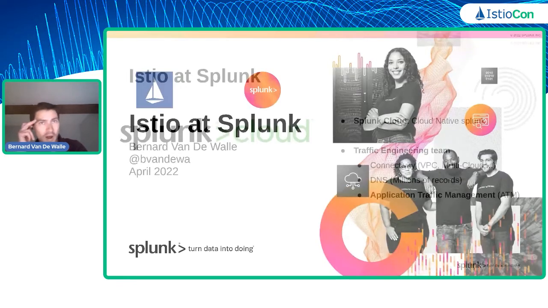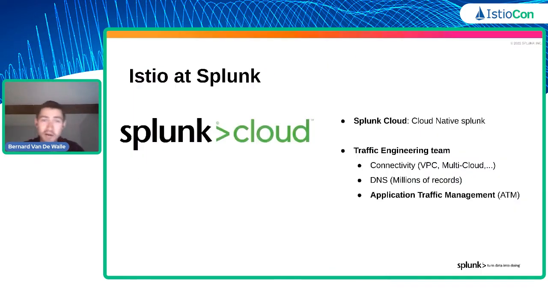So first of all, why do we even need Istio? Well, over the last years, Splunk did a migration to the cloud to be more cloud native. That's essentially refactoring, known as Splunk Cloud. And as part of this, we mainly leverage Kubernetes, AWS, and a lot of cloud native constructs.